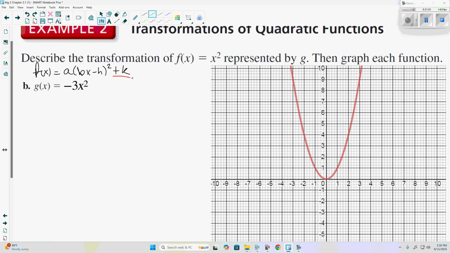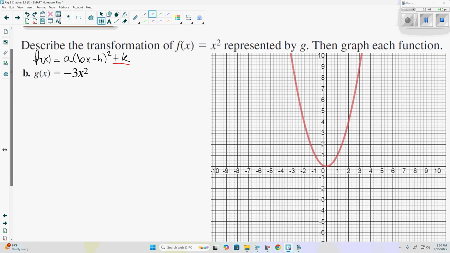So looking at this here, do we have a value for k? Do we have parentheses? Yeah. We have parentheses with g of x, but do we have a value for b or h? No, we have to have parentheses on that side. We don't have them. So that means there's no left or right, and there's no horizontal stretch or shrink, and there is no reflection across the y-axis.